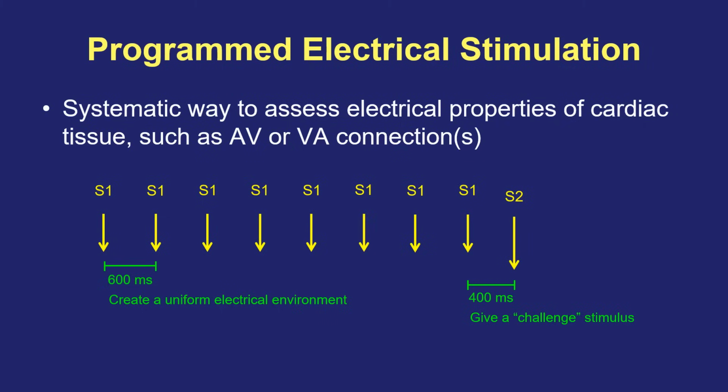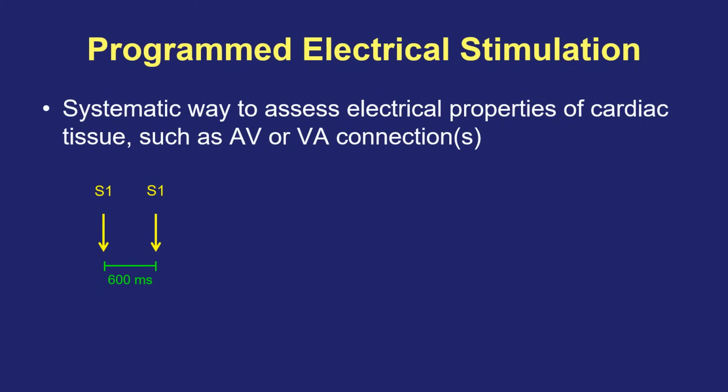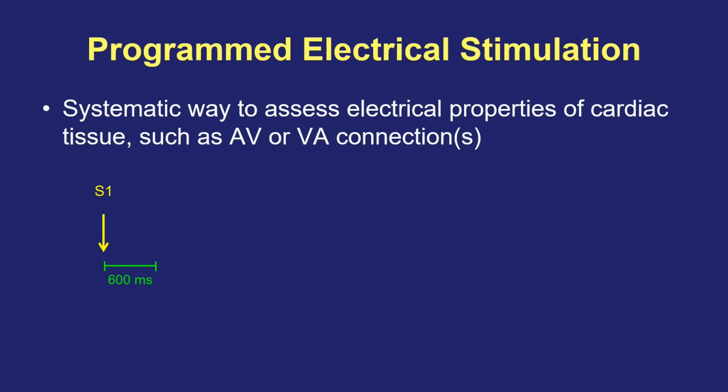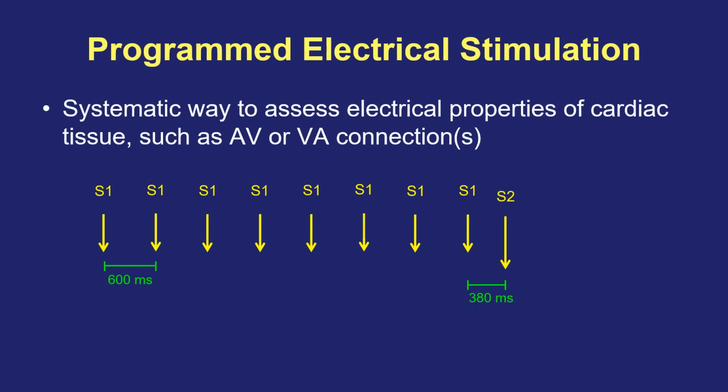And you can then alter that S2 beat after delivering the exact same 8 S1 pulses. So for example, shortening that S2 to 390 milliseconds. And you can repeat your standardized 8 beats and then test pulse at 380 milliseconds. And you can do the same thing and test at 370 milliseconds. And what you can do over time is to look and compare each S2 test pulse in terms of the conduction times across cardiac tissue from A to V, from V to A.